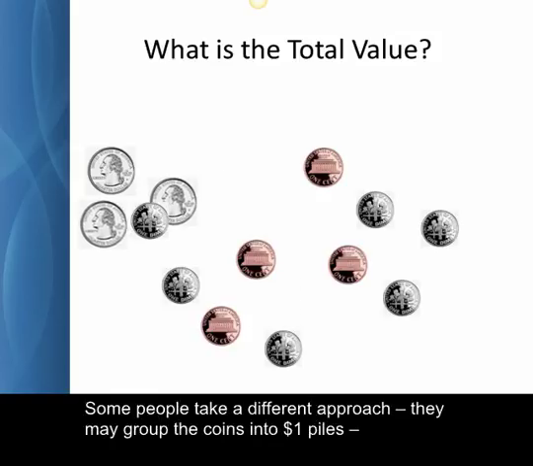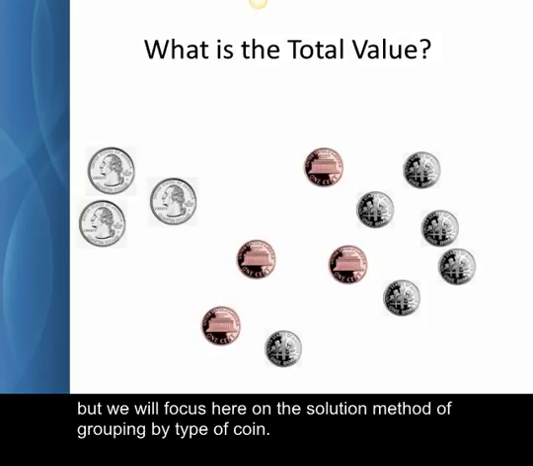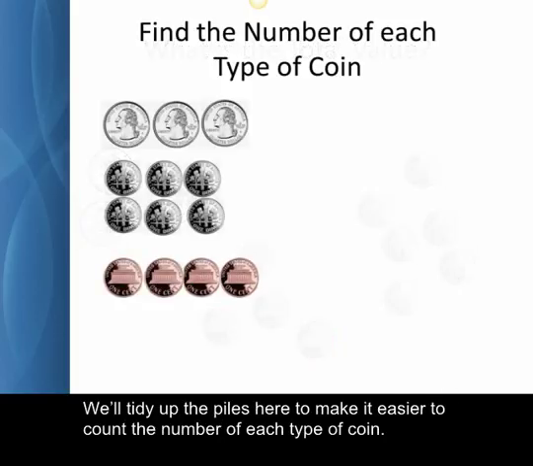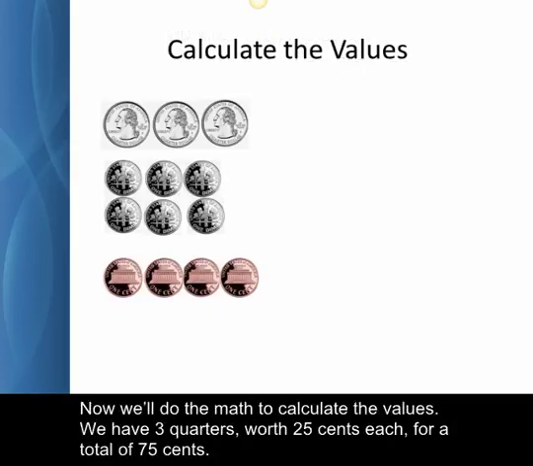Some people take a different approach. They may group the coins into $1 piles, but we will focus here on the solution method of grouping by type of coin. We'll tidy up the piles here to make it easier to count the number of each type of coin. Now we'll do the math to calculate the values.